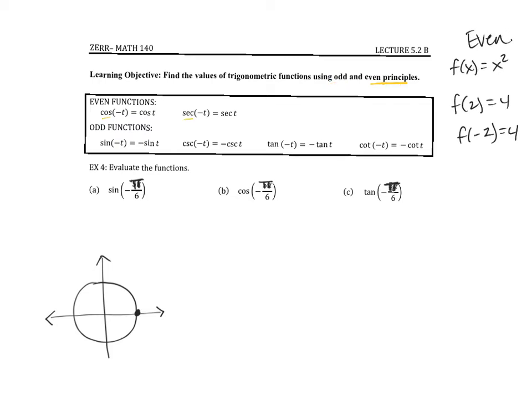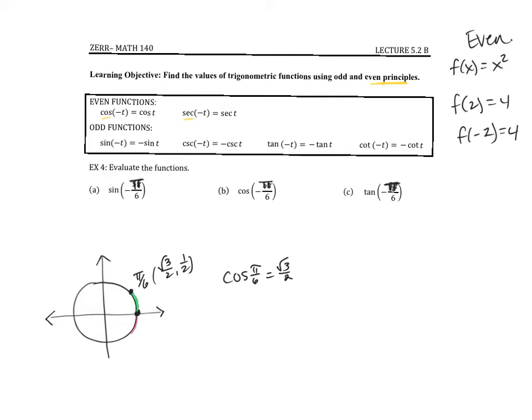So let's see. Here, we'll go ahead and start with cosine. If I was at a positive pi over 6, that is square root of 3 over 2 and 1/2. So the cosine of pi over 6 is the x value. So it would be square root of 3 over 2.